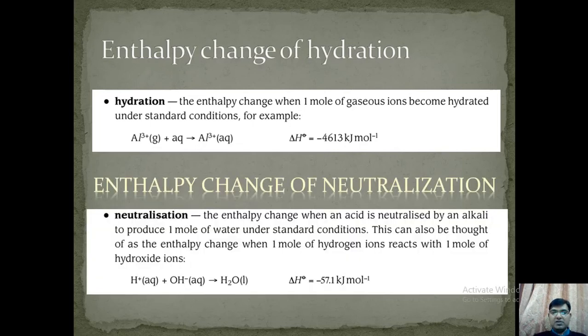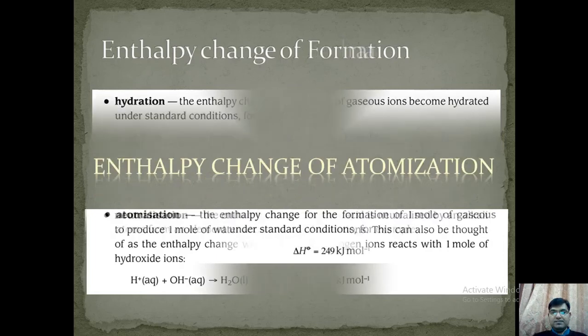Enthalpy change of neutralization. The enthalpy change when an acid is neutralized by an alkali to produce 1 mole of water under standard conditions. This can also be thought of as the enthalpy change when 1 mole of hydrogen ions reacts with 1 mole of hydroxide ions. Hydrogen ion plus hydroxide ion react to form water in liquid form. Delta H for this is minus 57.1 kJ per mole.